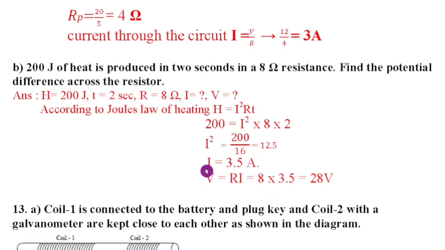If you know I, you can easily calculate V. V is equal to IR, Ohm's law. R is 8, I is 3.5. Multiply them and you will get 28 volt. Like that you have to calculate the potential difference and current.